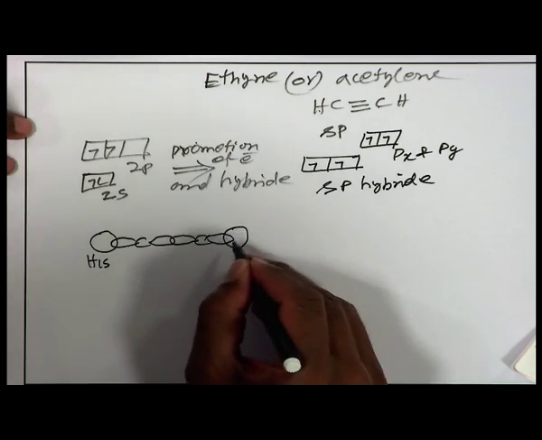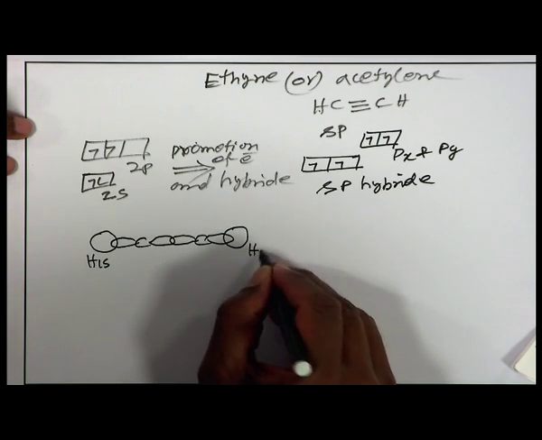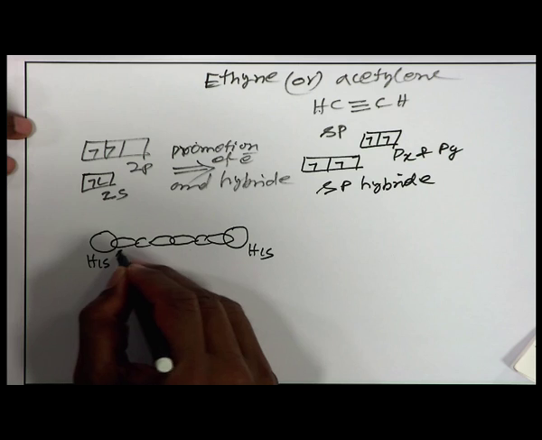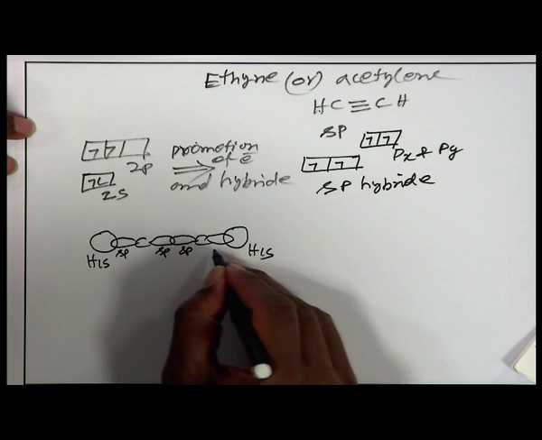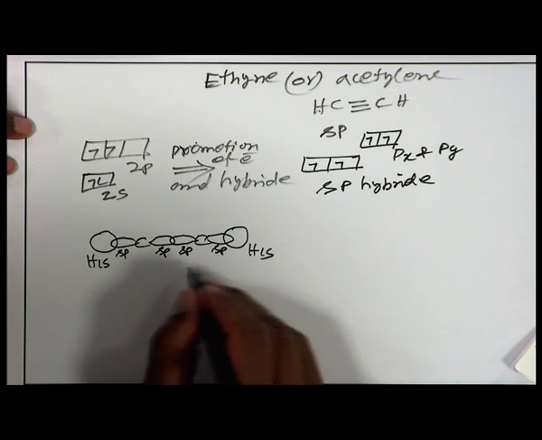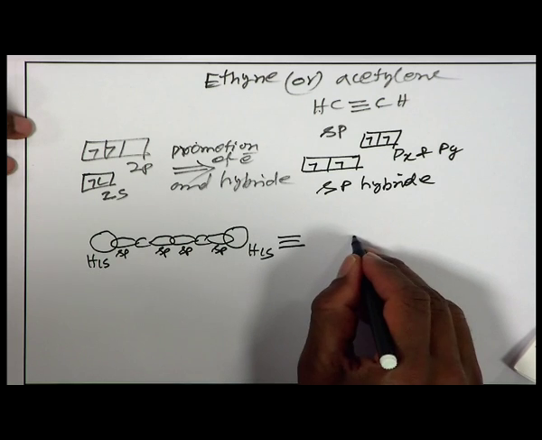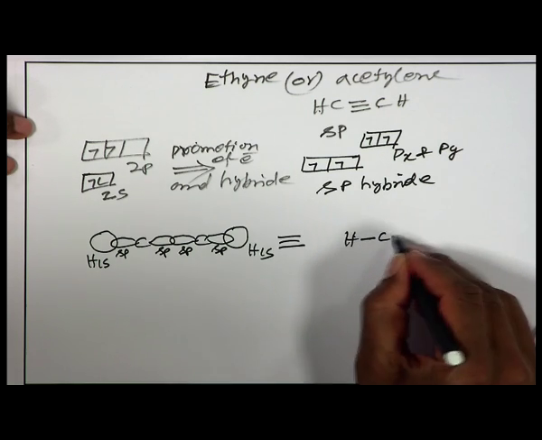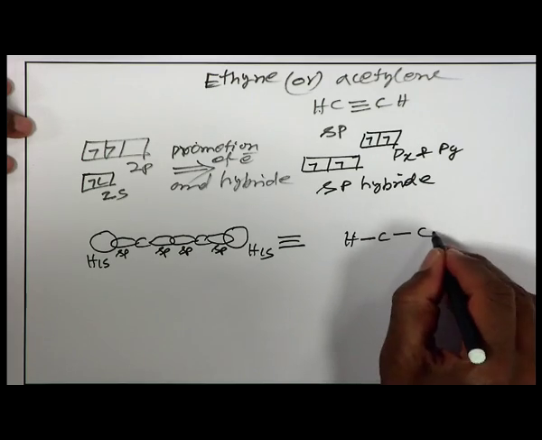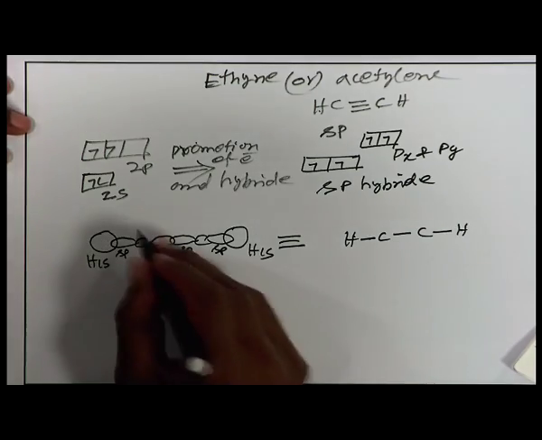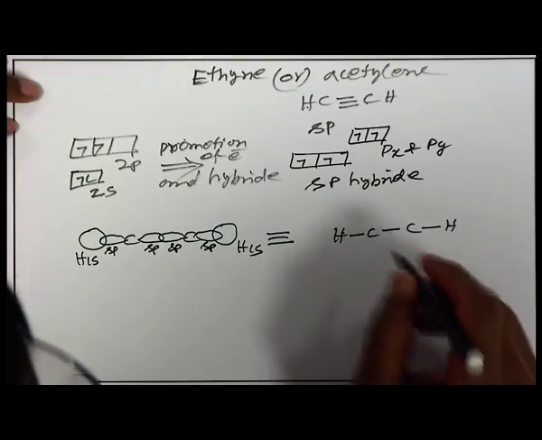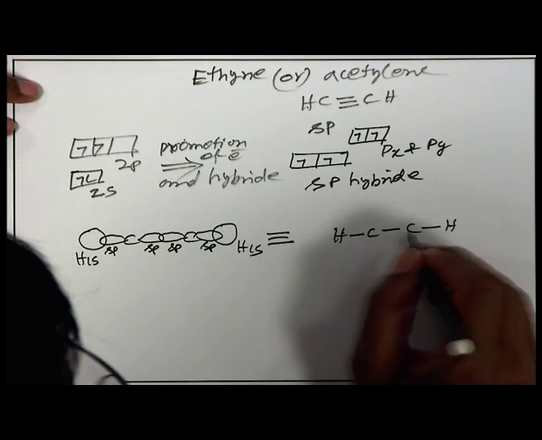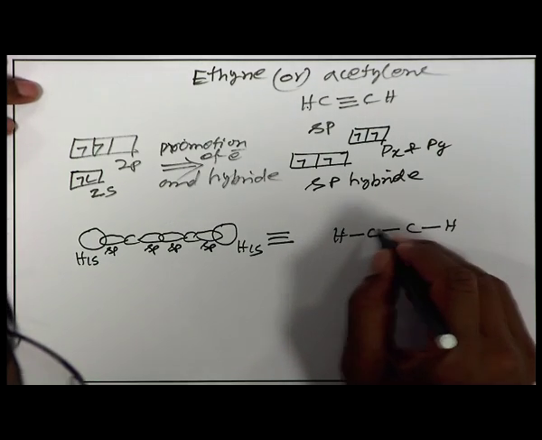Similarly, this sp orbital can overlap with the hydrogen 1s orbital. So this is sp hybridized, this is again sp, and this is the hydrogen 1s orbital, which forms a carbon-hydrogen sigma bond. And then you know that there are two more pure p orbitals on each carbon atom.